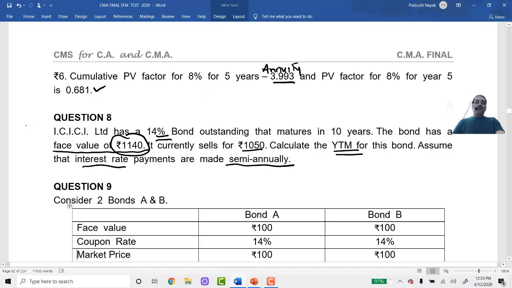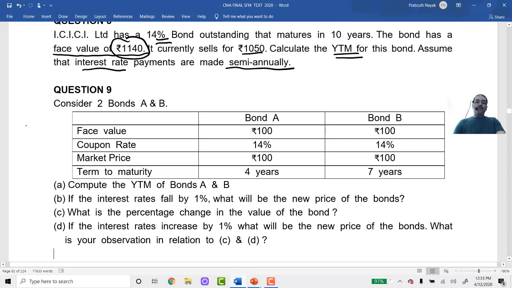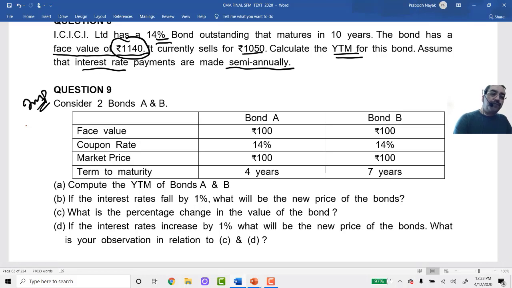Okay. Chalo. Let us come to question number nine. Ninth question. Important question. Consider two bonds A and B. Face value 100 rupees, coupon rate 14%, market price 100, term to maturity 4 years, 7 years. All things same, only this is different. Compute the YTM of bonds A and B.